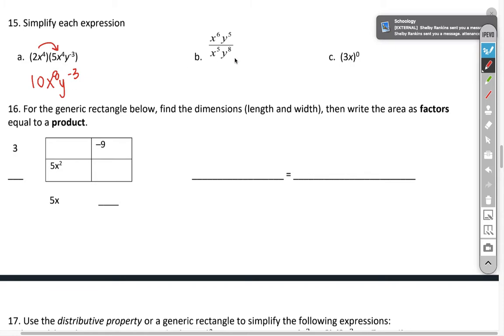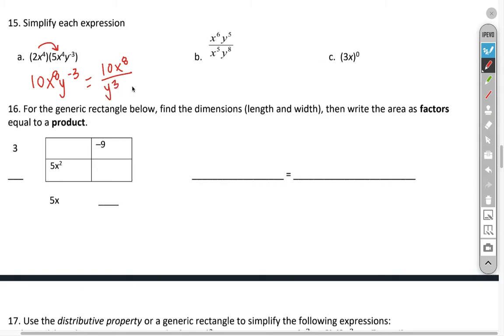Remember, we cannot leave any negative exponents in our answer. So we need to move this to the bottom and create a fraction. So we're going to keep 10x to the 8th on top. That was positive. This is fine. And then y to the -3rd is going to go to the bottom and become positive.